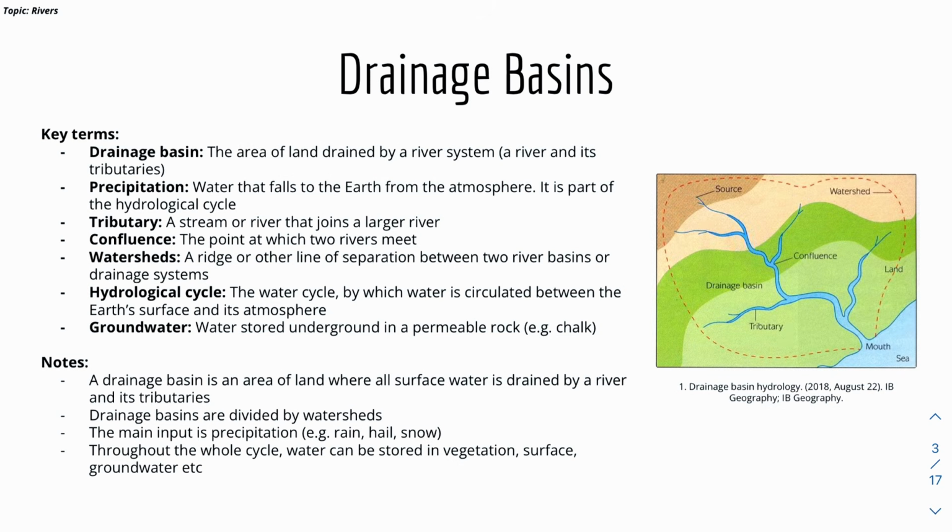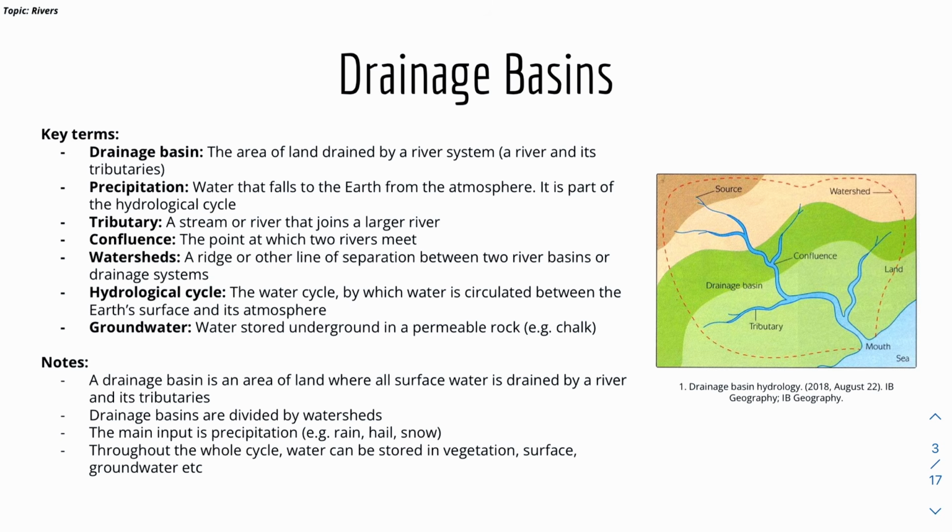Then we have drainage basins and some key terms. A drainage basin is an area of land drained by a river system, and specifically a river and its tributaries, or small streams, small rivers, as shown in this diagram over here. So we have some key terms and some are quite straightforward. For example, precipitation, which basically means rain most of the time. Tributary is a stream or river that joins a large river.